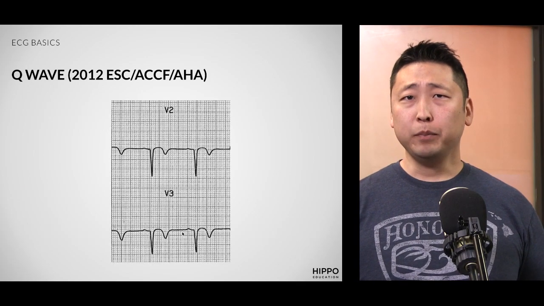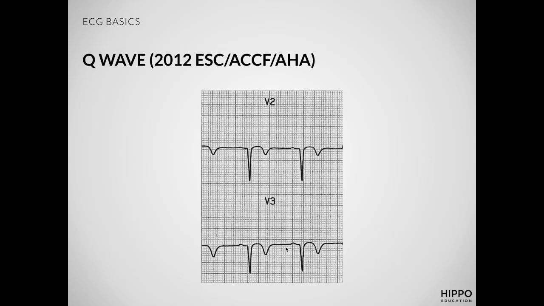All right. So here's an example of a QS complex or a Q wave that's greater than 20 milliseconds in V2 or V3, right? So you can see this right here. That is a pathologic Q wave.